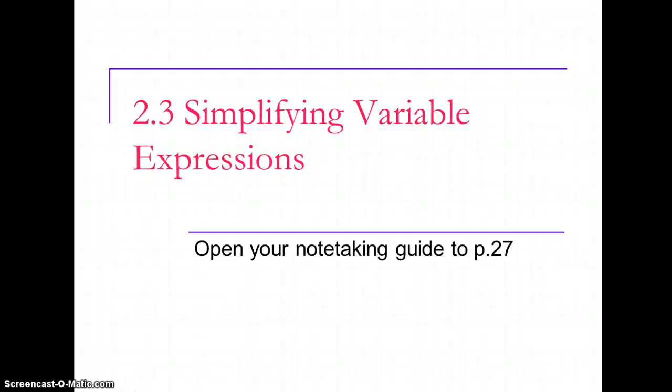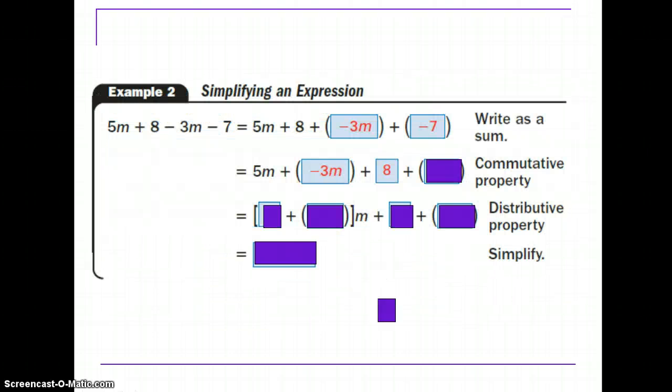Lesson 2.3, Simplifying Variable Expressions, Part 2. Example 2. You have the expression 5m plus 8 minus 3m minus 7.